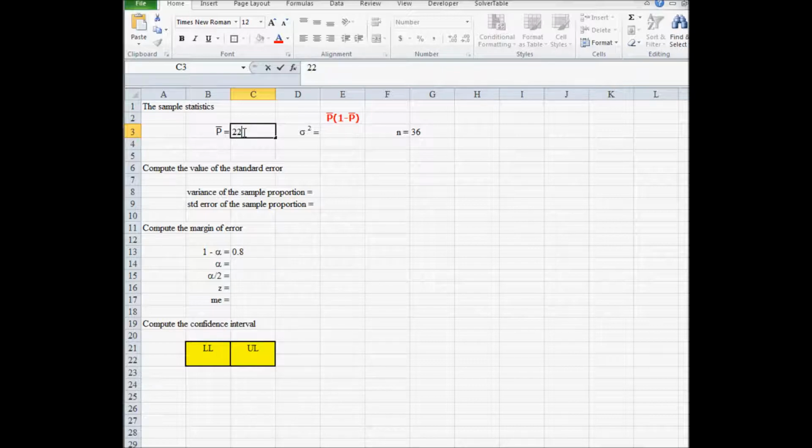Now to turn the 22, which is a frequency, into a relative frequency, which the sample proportion is, we're going to divide the 22 by the sample size. So the sample proportion is 0.6111 or 61%. And what that sample proportion says is 61% of the business executives surveyed said having an MBA helps people below them climb the corporate ladder.